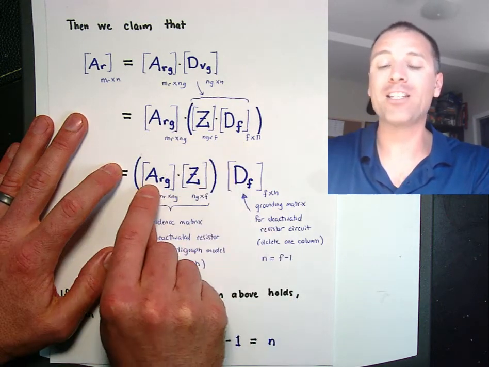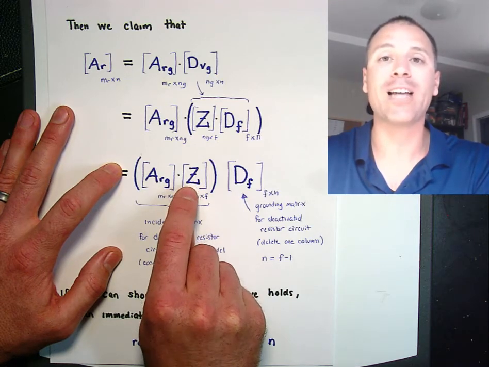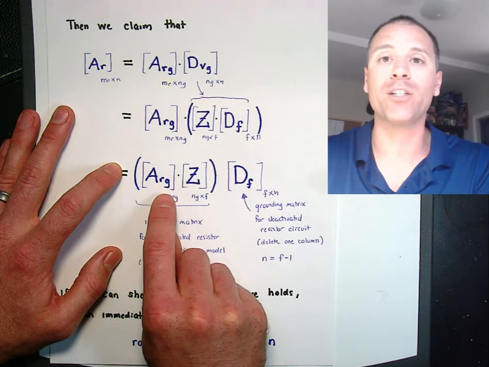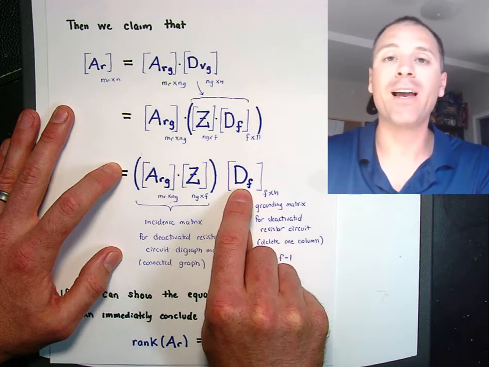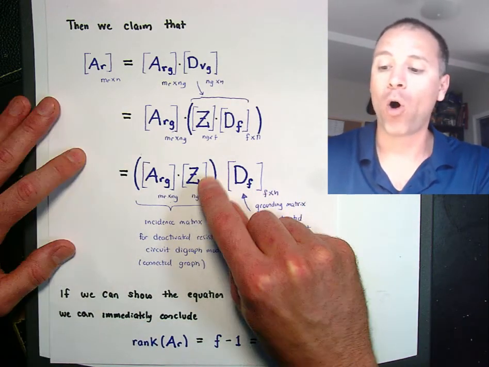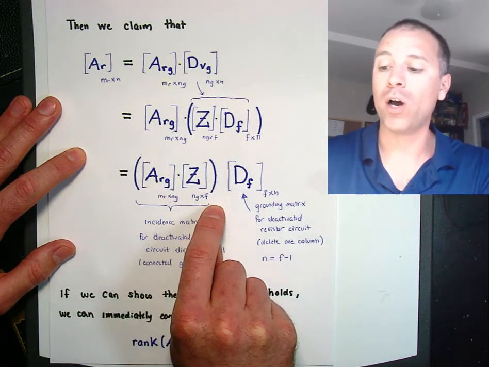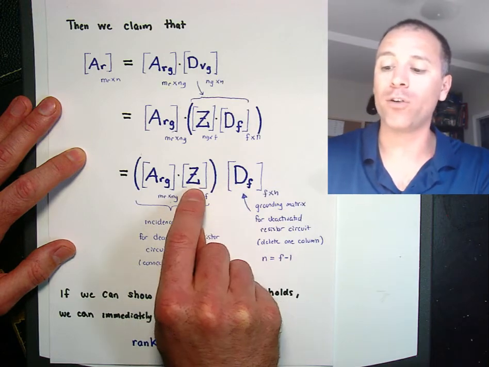But remember that A sub RG times Z is going to be an incidence matrix for a connected digraph model of our deactivated resistor circuit. This matrix D sub F actually just deletes one column from this. From our rank theorem, this is going to have rank F minus 1, and then we're literally going to delete one of those columns.